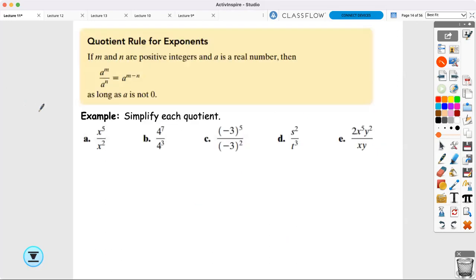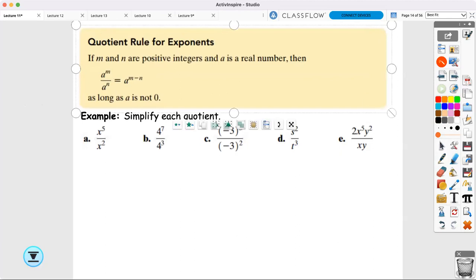Now we're in the next rule, it's actually not the last rule, but we're in the third rule, quotient rule. We've done product rule and we've done power rule. So now we're on quotient rule. I'll go ahead and give you 2 minutes to set this up into your notebook before we jump into it.